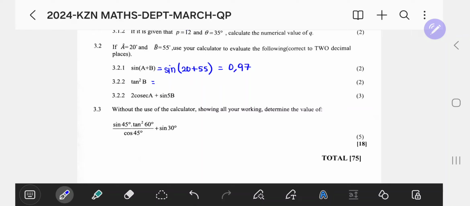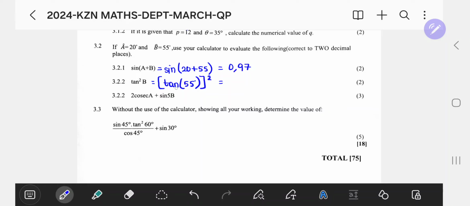So what does the square actually mean? How do we put the square? Firstly, we have tan, and B is 55. The square tells you that this entire thing is squared. It's tan 55 all squared. So this is how you put it on your calculator.